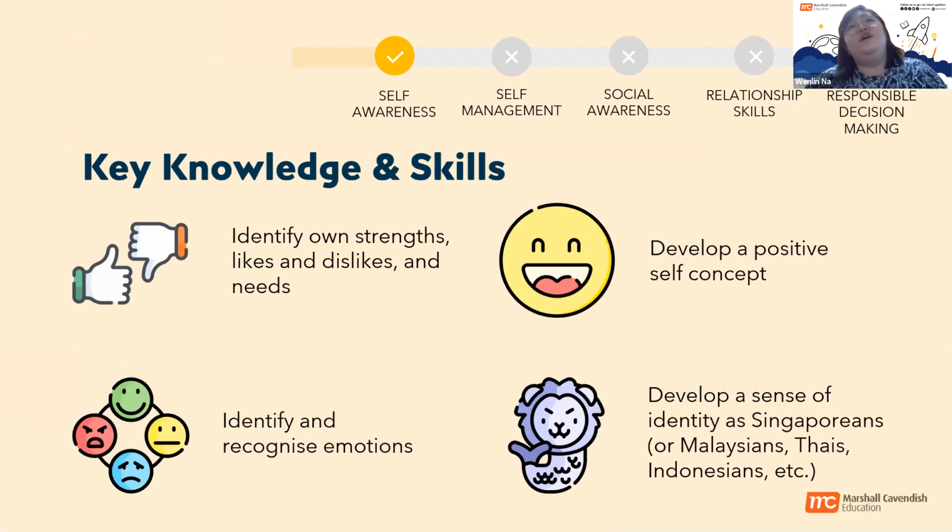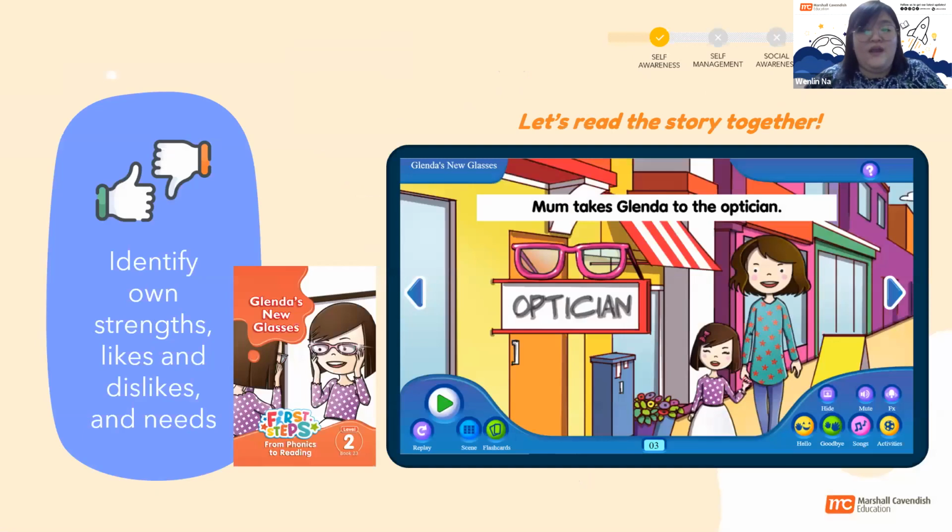So for example, children can talk about the food or the toys they like or dislike. When we are playing games, they can suggest, "Hey, I'm good at this game or that game," when playing with their friends. So this is all part of the understanding of self-awareness. Now, we will look at how we can help children to identify their own strengths, likes and dislikes with this reader that we have called Glenda's New Glasses.